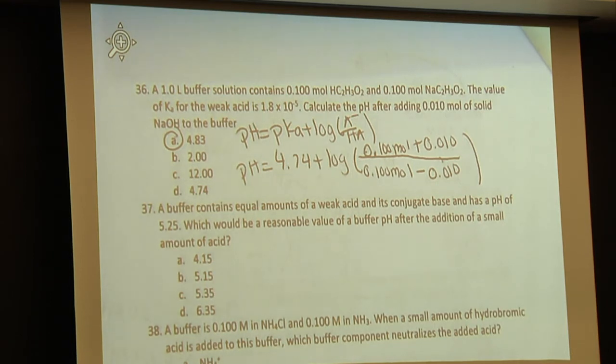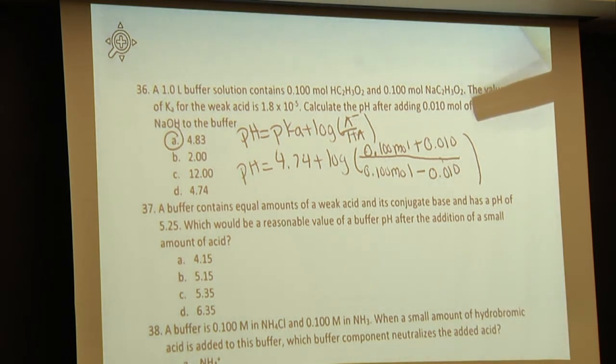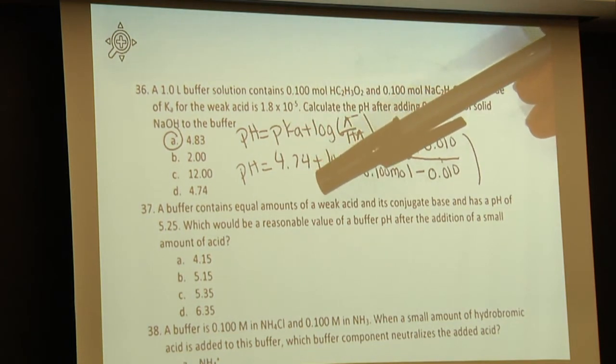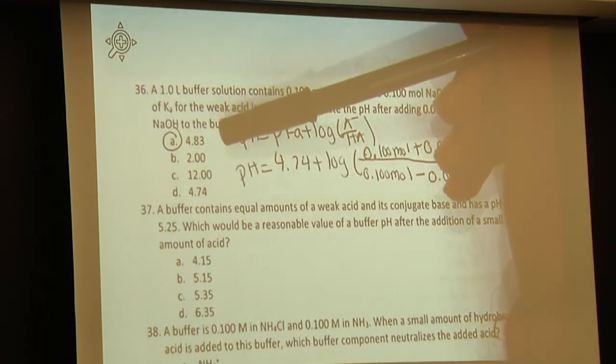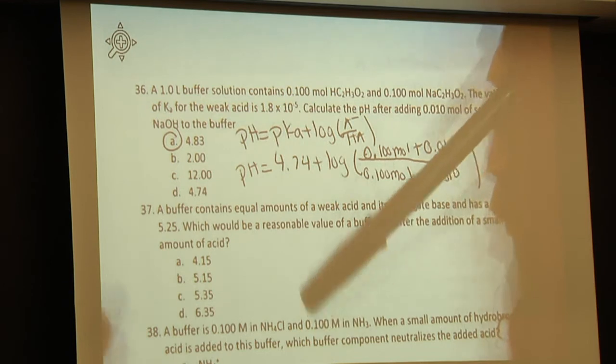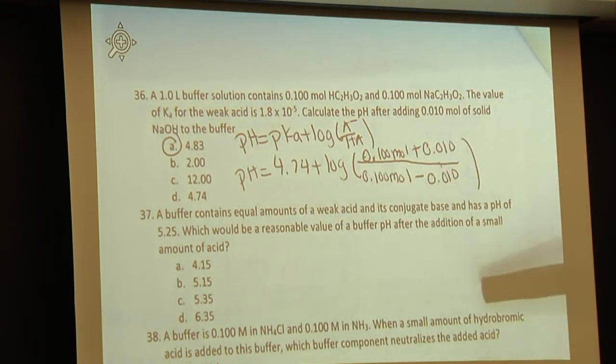All right, number 37. A buffer contains equal amounts of a weak acid and its conjugate base and has a pH of 5.25. Which would be a reasonable value of a buffer pH after the addition of a small amount of acid? This is kind of connecting to the previous problem. In the other problem, we started at 4.74, right? And we added base to it, so it went up to 4.83. It only moved a little and went more basic. But in this problem, we're moving a little and going more acidic. So what would the answer be? B.